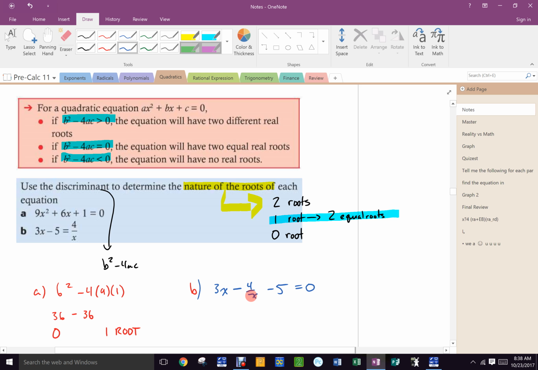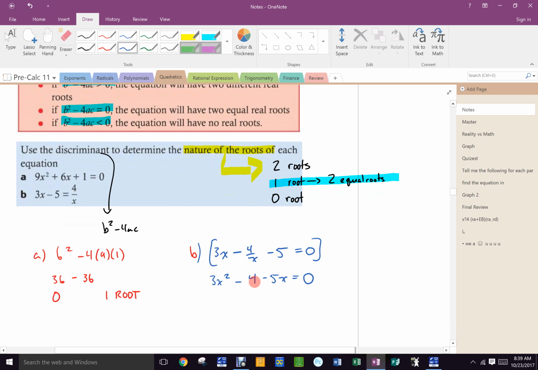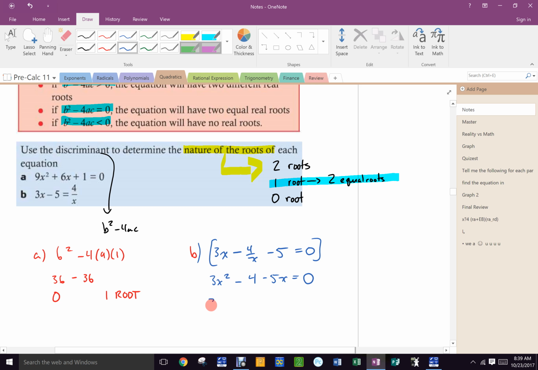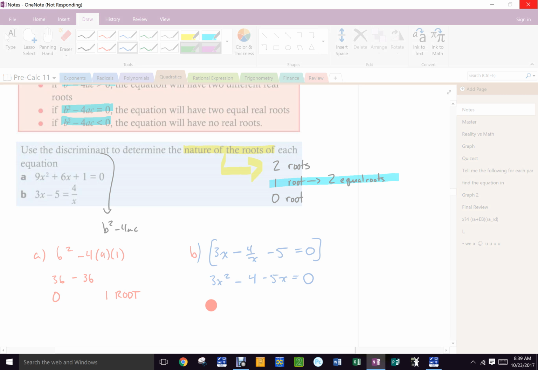Okay, now let's deal with Luke's thing. He doesn't like that fraction. How do I get rid of this divided by x? I multiply everything by x. So what's x times 3x? 3x squared minus 4 minus 5x equals, what's x times 0? 0. Does that take care of our square thing that Priyanka did? Excellent, it does. But is this in the right order? Is this ABC? No, why not? I need the linear term to be in the middle, don't I? To be b. So this is going to become 3x squared minus 5x minus 4 equals 0.